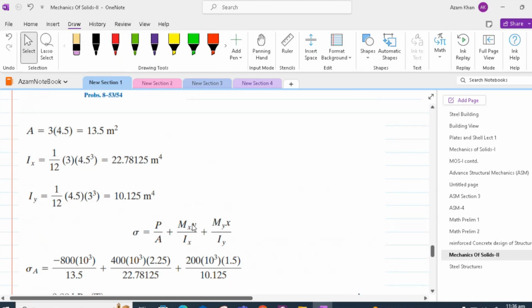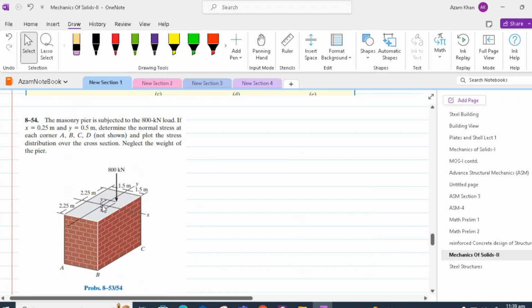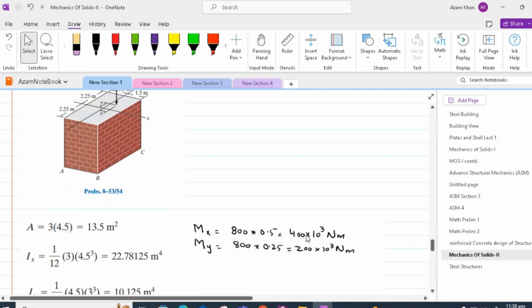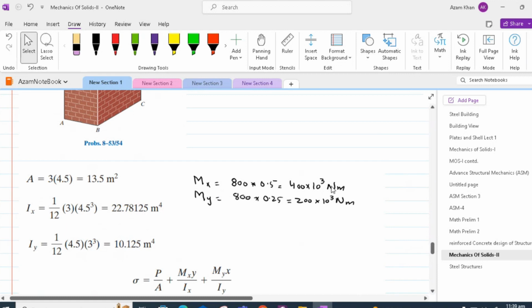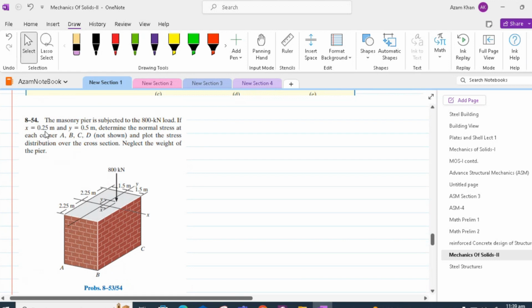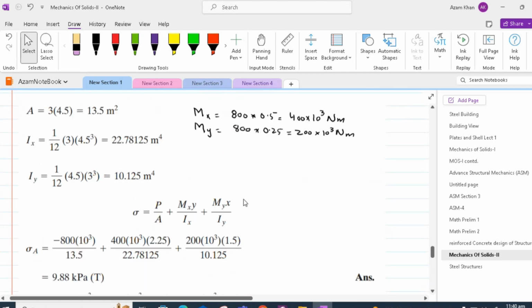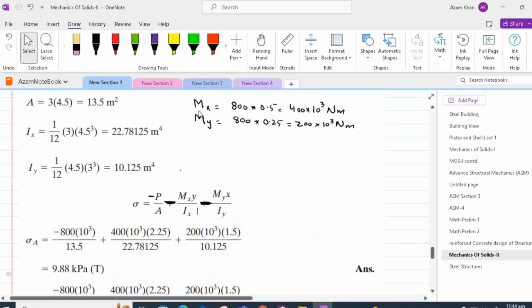Now, bearing in mind that compression is taken as negative, in the combined equation we have Mx and My, which can be determined as follows. Mx is equal to 800 times 0.5, which is 400 into 10 raised to power 3 Newton meter. My, on the other hand, is equal to 800 into 0.25, which is equal to 200 into 10 raised to power 3 Newton meter. After finding out the moments about x and y axes, we are now in a better position to use our combined stress equation.